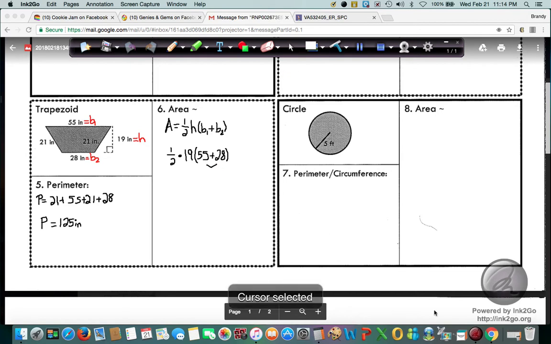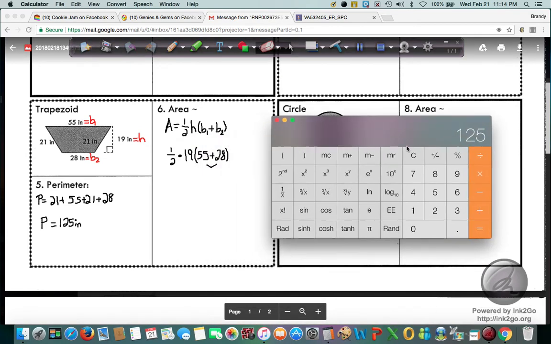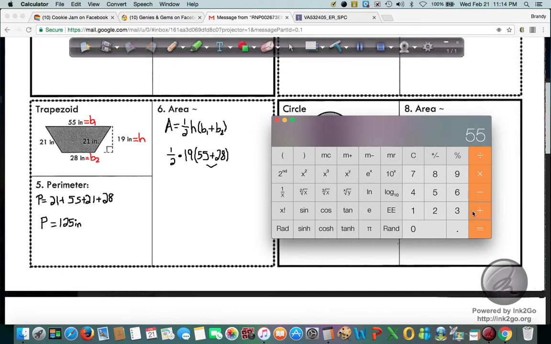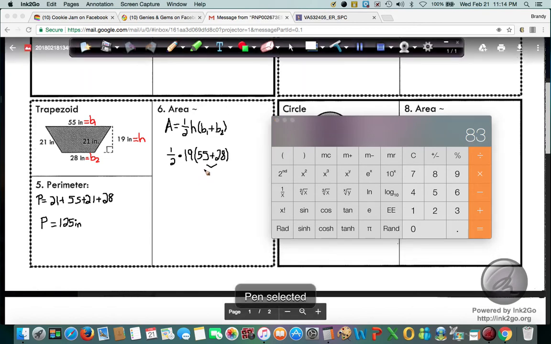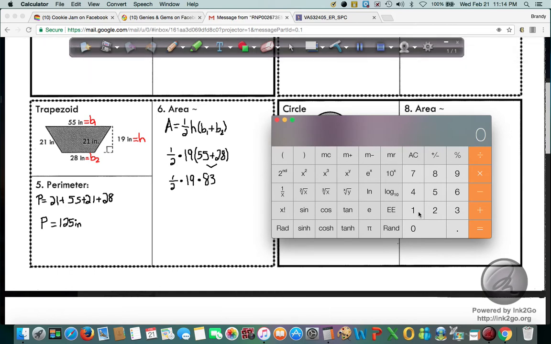So let me get my calculator. And we have, clear that out, 55 plus 28. That gives us 83. And I'm going to leave the calculator up here because I'm going to need it again. And remember, when you have a number right beside parentheses, that means times. So now we have 1/2 times 19 times 83. And this you can put right into the calculator just as it's written. So 1 divided by 2 which is 0.5, times 19 times 83.